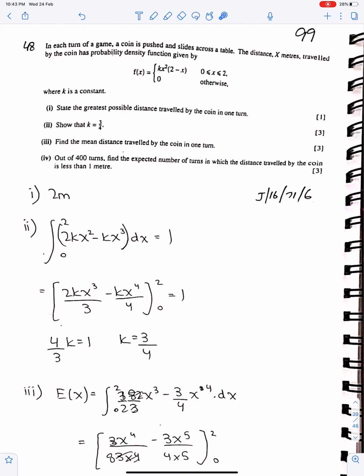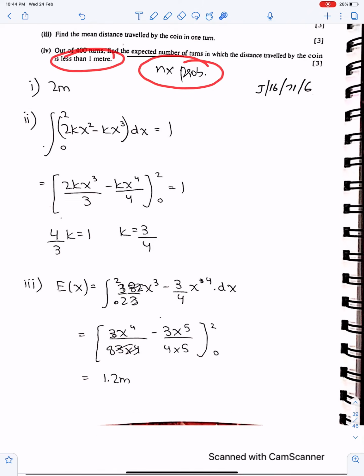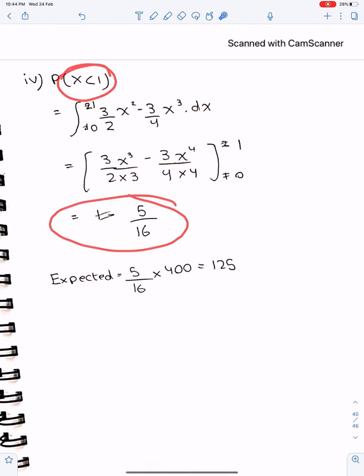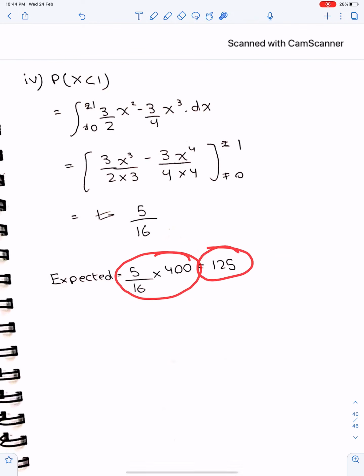Now this thing, out of 400 turns, find the expected number. We have done a question of this type before. The formula is n times the probability of requirement. Get the probability of less than 1 meter and then multiply this with 400. This is the probability of less than 1. Multiply this by 400 and get the answer.